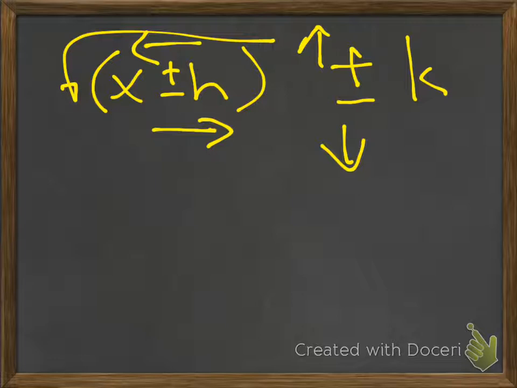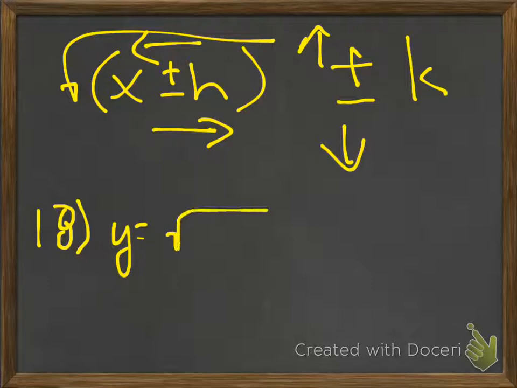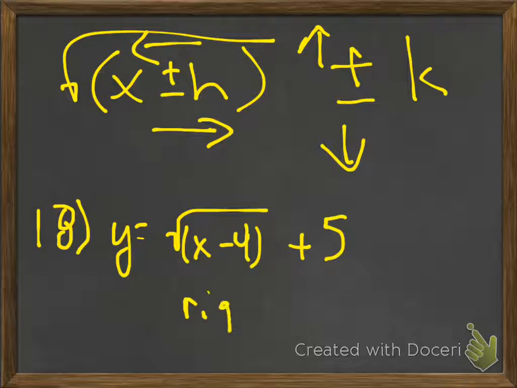So if you look at a problem like 18, that says y is equal to the square root of x minus 4 plus 5, this minus 4 is going to move you to the right 4, and the plus 5 will move you up 5. Okay, so that's the transformations for 18.